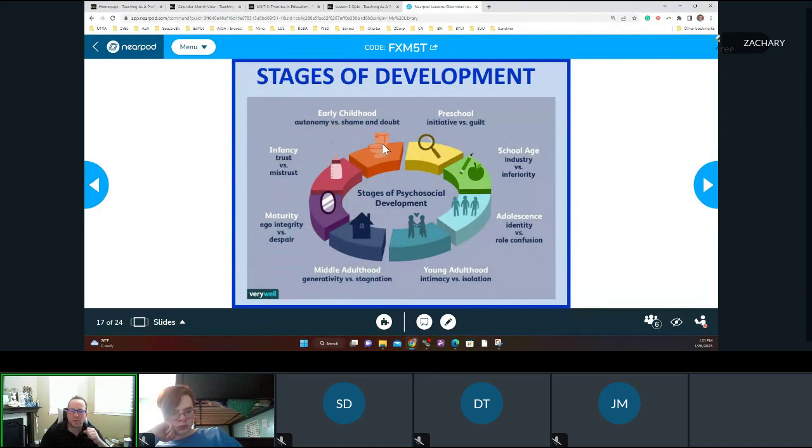So autonomy, they put a toilet because that's your toileting phase, where you're learning to do more. You're learning to eat by yourself. You're learning to walk. But then there's also shame and doubt, where you don't feel like you can do things. You're ashamed of going to the bathroom in front of people, I guess, if you're a little kid. So that's early childhood as they're developing through there.